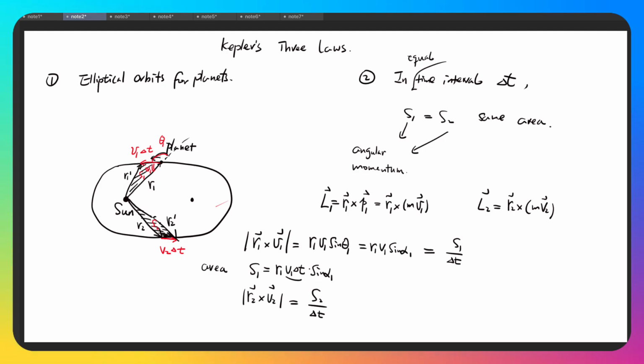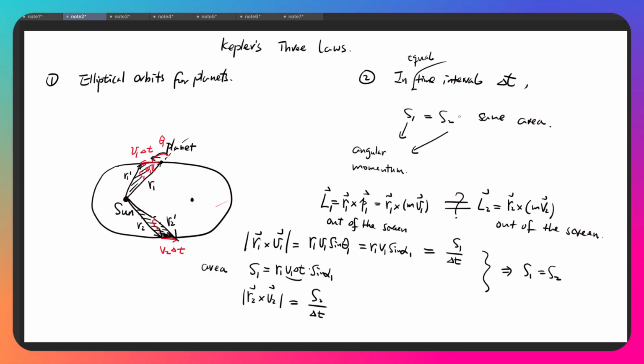So R1 cross V1 would be out of the screen. So L1 is out of the screen. L2 is also out of the screen. Now if I can prove that L1 equals L2, then S1 equals S2, right? That's what was talked about in Kepler's second law, the same area. But is this true? Does L1 equal L2?